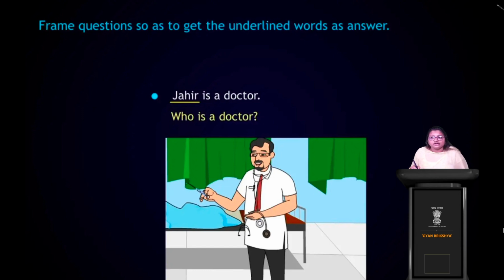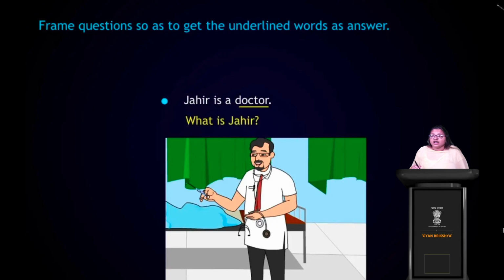Again, Zahir is a doctor. Now we are focusing on the word doctor. So what are you going to write here? How are you going to frame the sentence? Yes, very good. You are going to say what is Zahir? Okay, what is Zahir, or what is Zahir's profession? The answer is Zahir is a doctor, right?